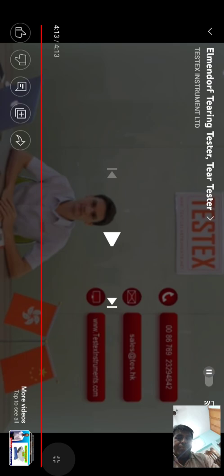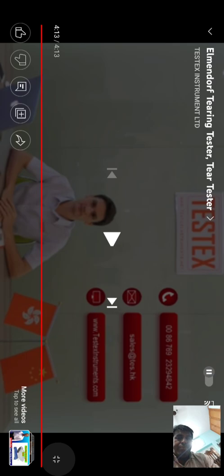Help. TDK Sensor Solutions. So dear students, we have seen the operator is not very friendly in the earlier. Not very friendly, I cannot say that, I am sorry, but he is pressurized to do some work probably, and the operator is doing that, and you have seen the Elmendorf tearing strength tester, and I will read about it.